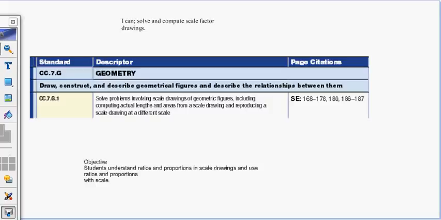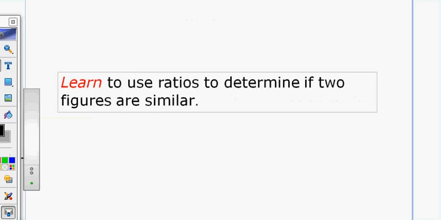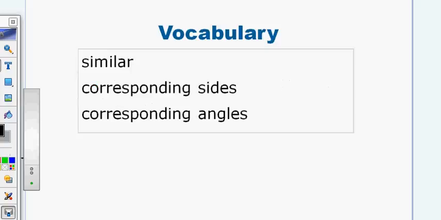So you can look at the textbook pages 168 through 178, page 180, and 186 to 187 is actually going to be the unit we're going to be covering. So like I said, our target today is we're actually just going to use ratios to determine if two figures are similar. This is the first video of our lesson.